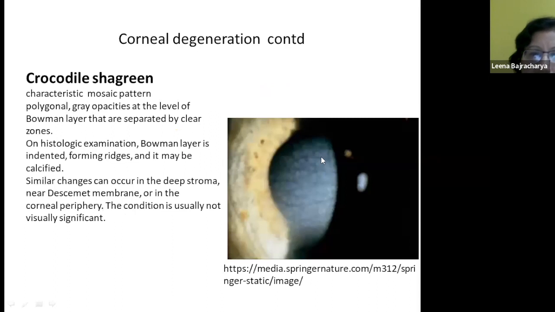So again, now this is a picture of crocodile shagreen, which is a mosaic pattern, and the opacities are at the level of Bowman's layer. Usually treatment is not required, and prognosis is good after cataract surgery. I mean, there is no significant postoperative edema. So visually it is not significant, but it is quite commonly seen in our clinic also.